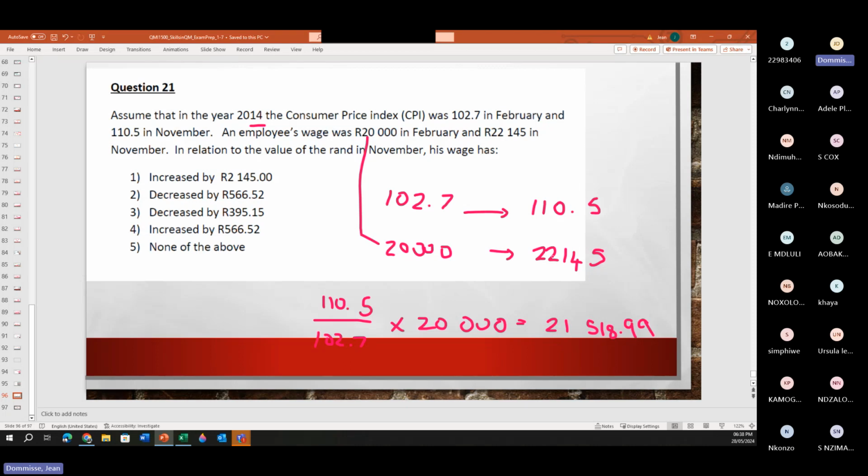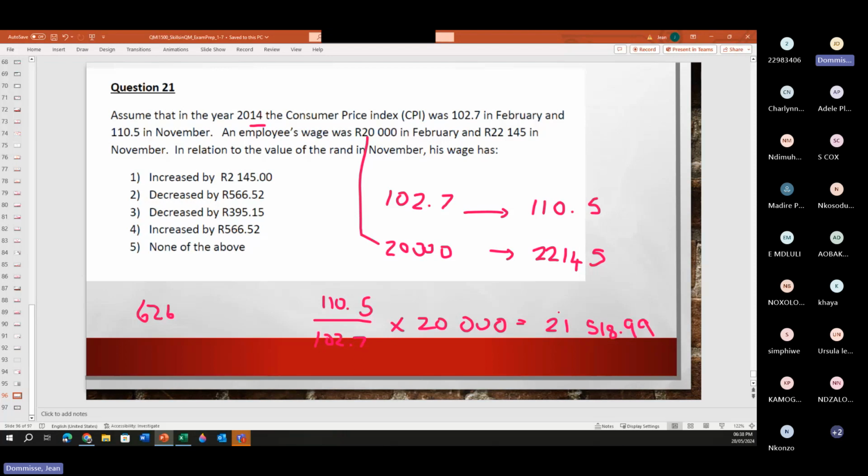So what would you have done in this instance? But I don't want to say none of the above again. So what I'm getting is 22,145 minus 21,519, let's say. So I get 262 if I subtract those two.